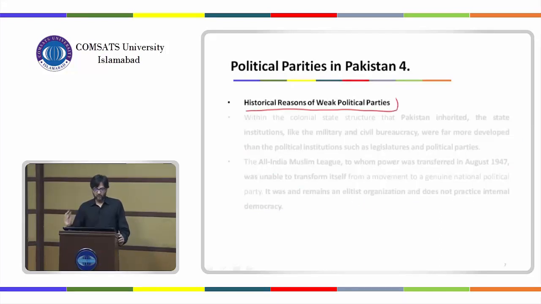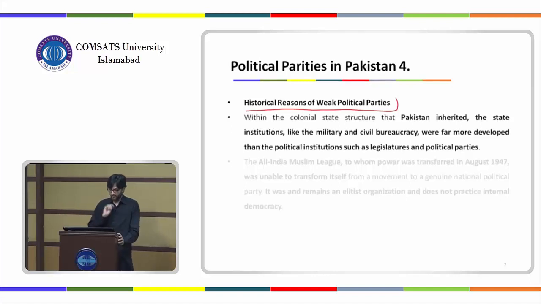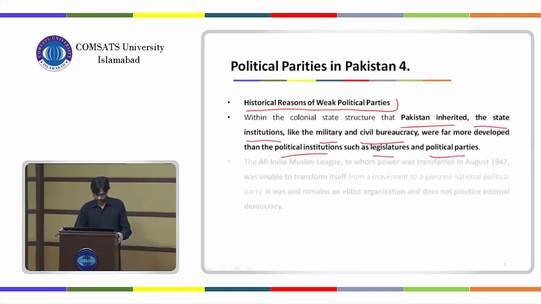Okay, what are the historical reasons for the weakness of political parties in Pakistan, right? Number one, within the colonial state structure, Pakistan inherited what? The state institutions, that is the military and civil bureaucracy, and then political institutions such as the legislature and political parties. We inherited the parties, because the Muslim League was there and was erected during the colonial era. And then we inherited the civil bureaucracy and the military of the country from the colonial masters. Initially these institutions were quite strong, even the political parties in Pakistan.